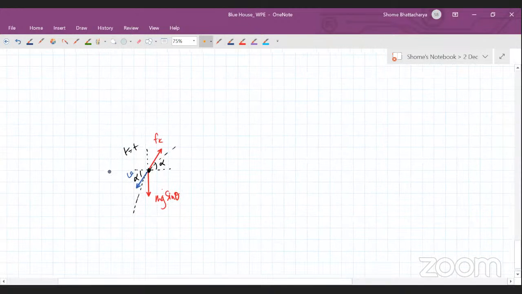Okay. So we will use this system. This is our x axis and this is our y axis. Okay. So we'll use this relation.